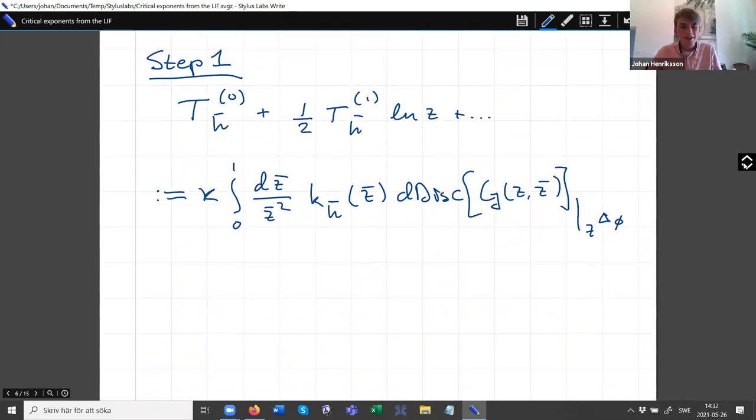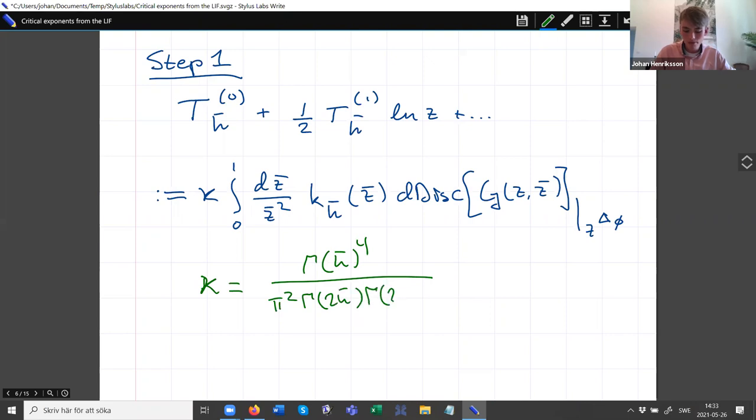So let me explain again what this does. It tells you to take the correlator, a function of Z and Z bar, compute the double discontinuity using the definition above, then look at the term proportional to Z to the delta phi. You can do this working in perturbation theory. The only thing that can happen is that when you do this projection, you might produce some logarithms in Z. So if you have no logs, you compute this and store the result as T0. Then the term proportional to log Z, you store in T1, et cetera. And then of course you should multiply by this constant kappa, which is just a ratio of gamma functions. So it's gamma of H bar to the 4 over pi squared, gamma of 2 H bar, gamma of 2 H bar minus 1.